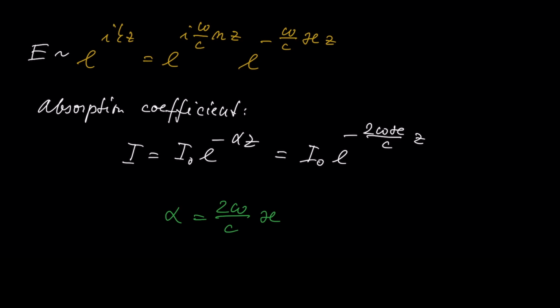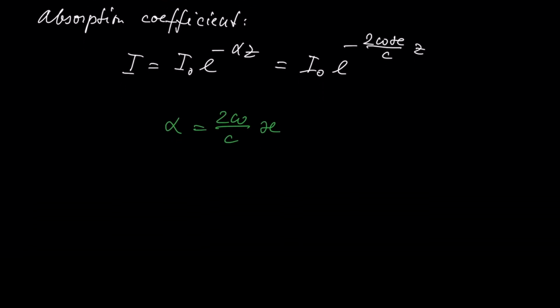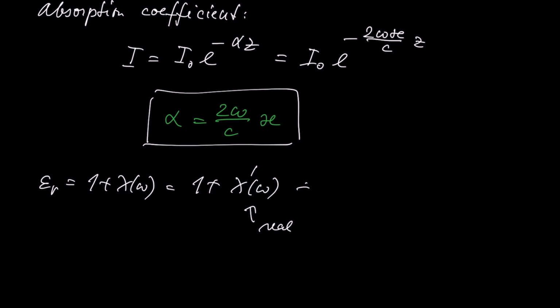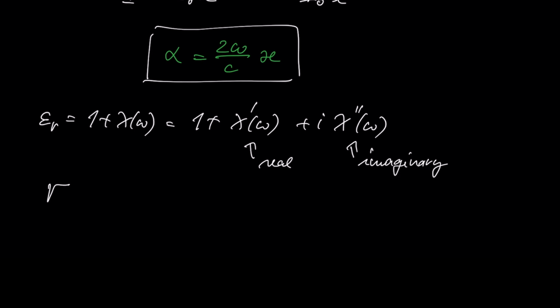And now we just have to figure out what kappa is, because kappa is not simply the imaginary part of the 1 plus chi, that's the quantity that we have defined, but it's the imaginary part of its square root. So before we actually finish this, we have to go into some more detail. We have epsilon r is 1 plus chi of omega, which can be written as 1 plus chi dash of omega, which is the real part, plus i chi double dash, the imaginary part of the susceptibility. The square root of epsilon r is then equal to the square root of 1 plus chi dash plus i chi double dash, and that is n plus i kappa.